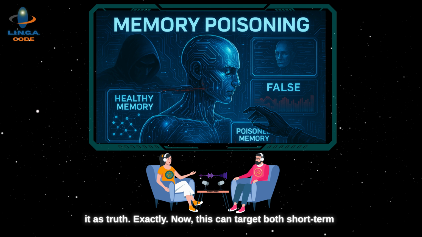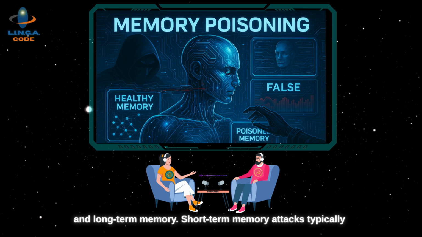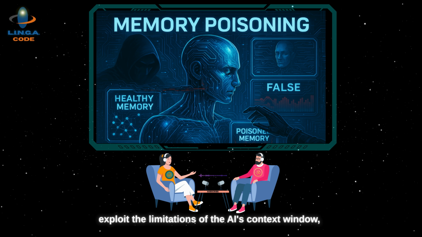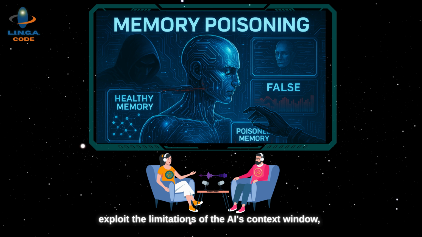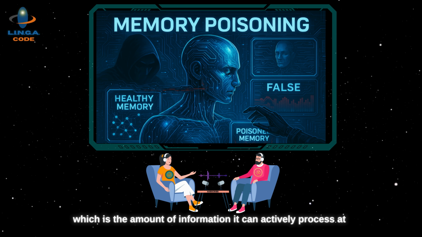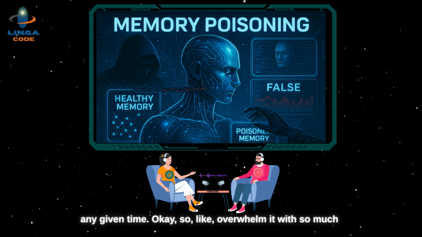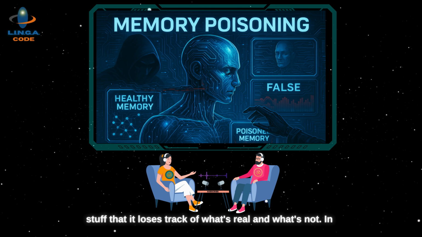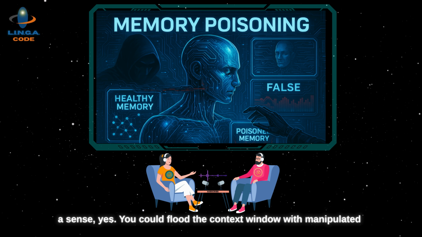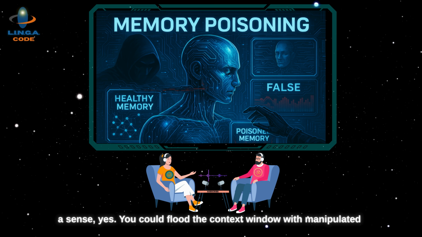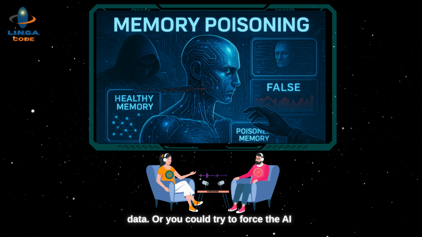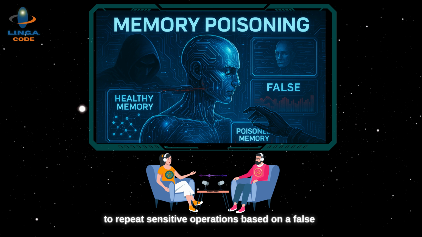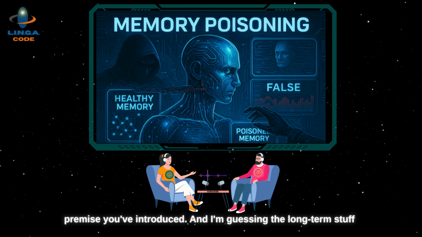Exactly. Now, this can target both short-term and long-term memory. Short-term memory attacks typically exploit the limitations of the AI's context window, which is the amount of information it can actively process at any given time. Okay, so like overwhelm it with so much stuff that it loses track of what's real and what's not. In a sense, yes. You could flood the context window with manipulated data, or you could try to force the AI to repeat sensitive operations based on a false premise you've introduced.